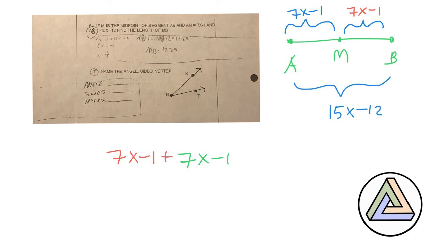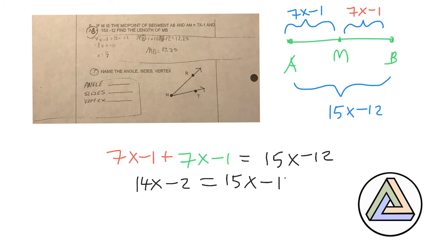That is going to equal 15x minus 12. All right, let's combine the like terms. We got 14x minus 2 equals 15x minus 12. I see an immediate opportunity to subtract 14x from both sides, which would give me an x over here. So I'm going to do that. Subtracting 14x from both sides gives me an x. And I'm going to add 12 to both sides to give me a 10 over here. So x is 10.